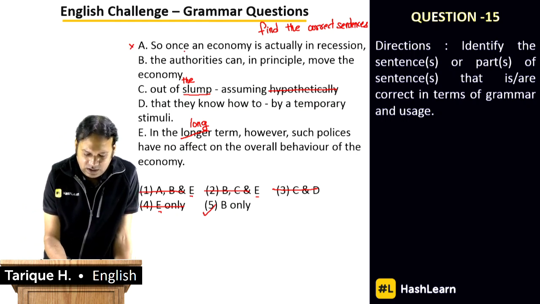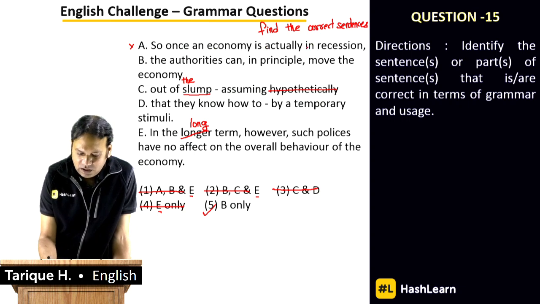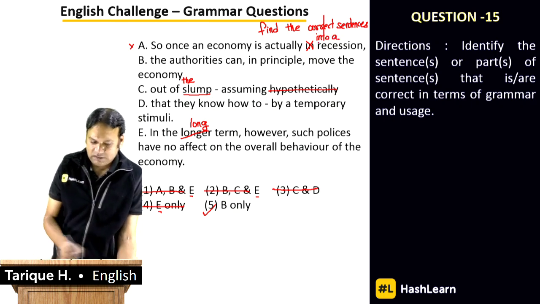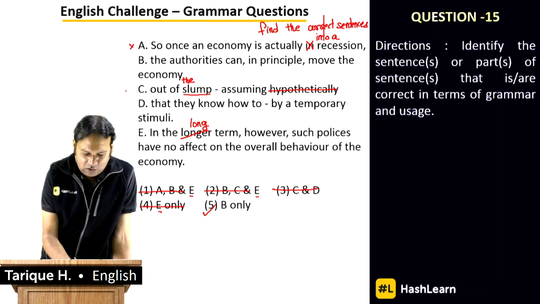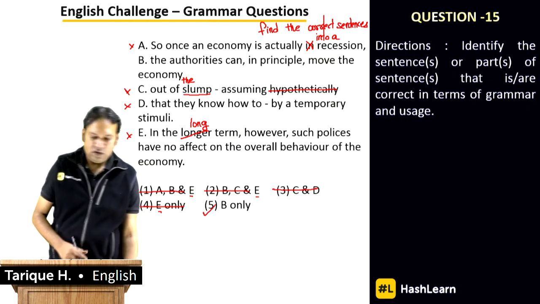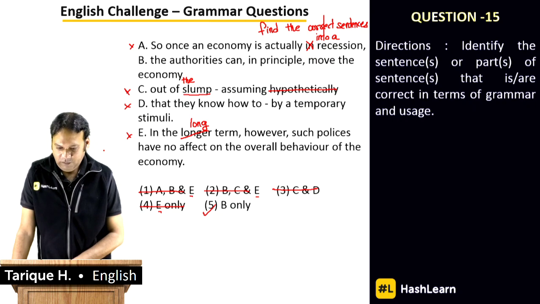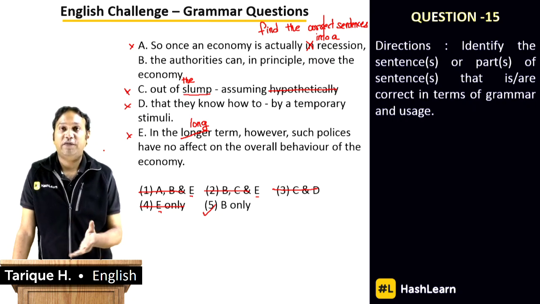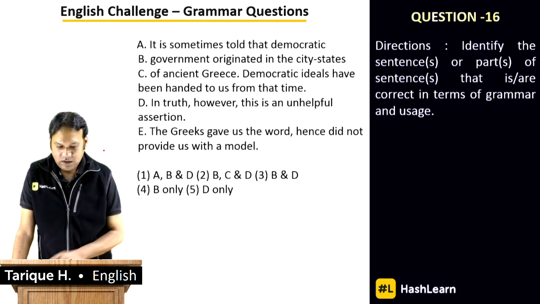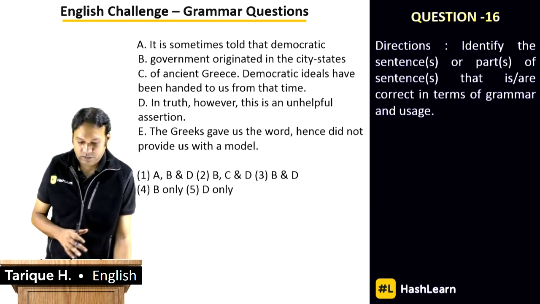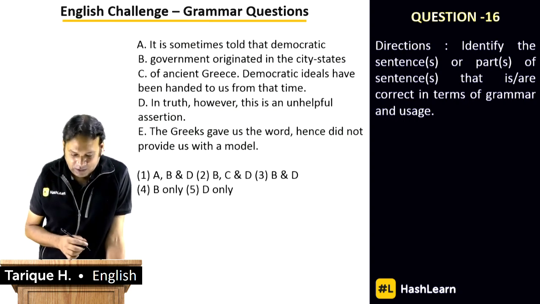Why is A wrong? Once an economy is actually into a recession, "in" is wrong here. It should be "into a recession". But even without solving, we could have told the answer by the elimination method. Except B, all these sentences, A, C, D and E, are wrong. That's question number 15 for you. These are two advanced questions from CAT, which is considered one of the tougher examinations for verbal ability. Let's look at one more question and then we'll wind up this session and give you a break for 10 minutes to be ready for the next class, which starts at 11:30.